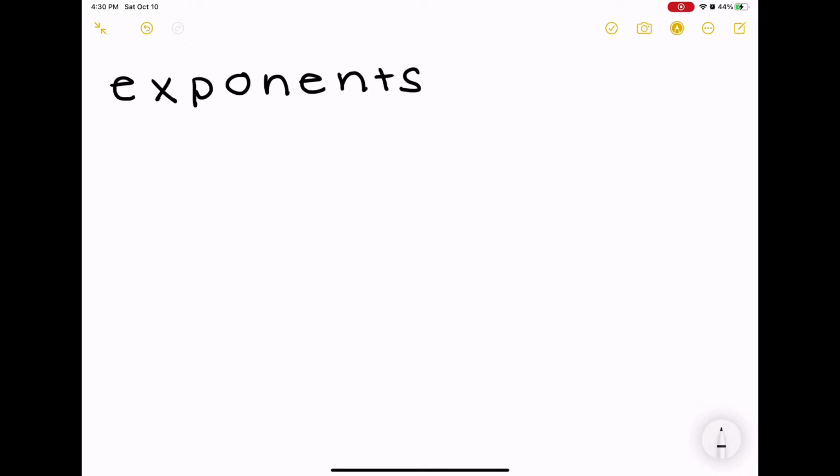In today's video, we are going to be learning more about exponents. We will be covering the basics of exponents and then getting into some more detail. So firstly, what is an exponent?